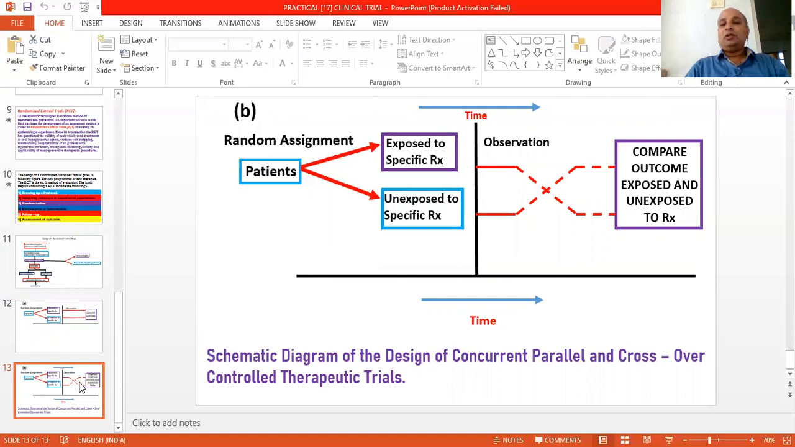Then diagram of the design: parallel, crossover, control, therapeutic style.